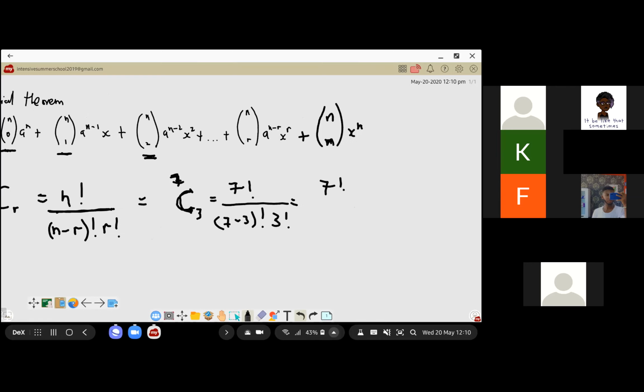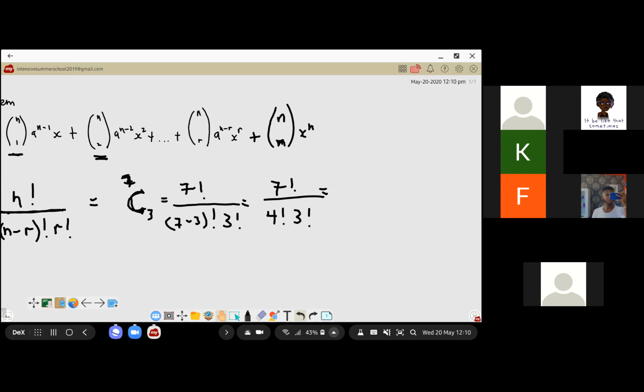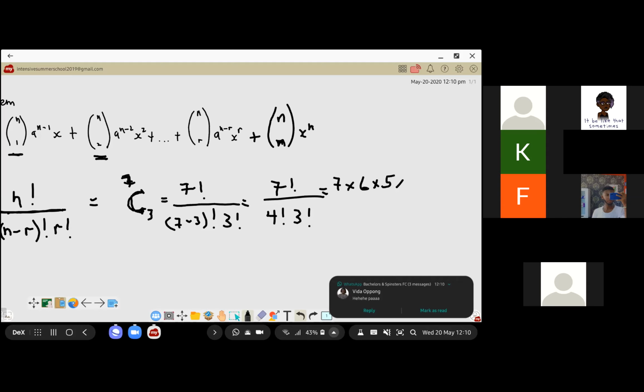7 factorial over 4 factorial times 3 factorial. Now this 7 factorial is the same as what? 7 times 6 times 5 times 4 times 3 times 2 times 1.